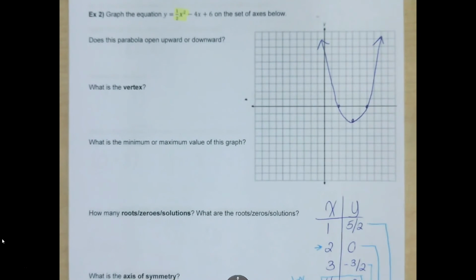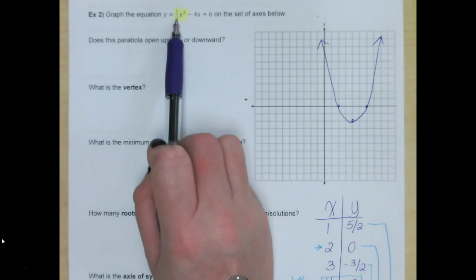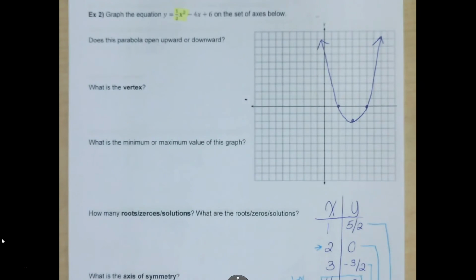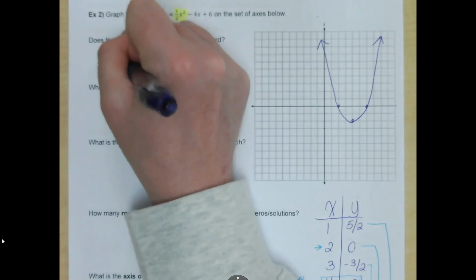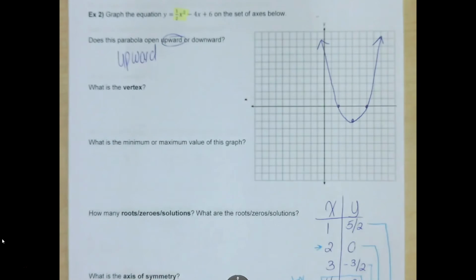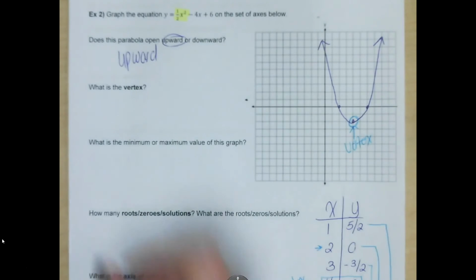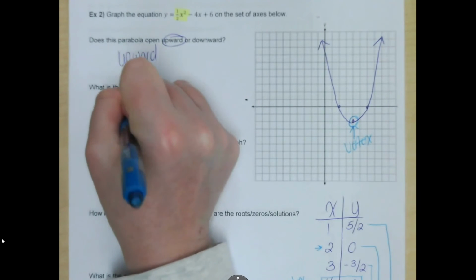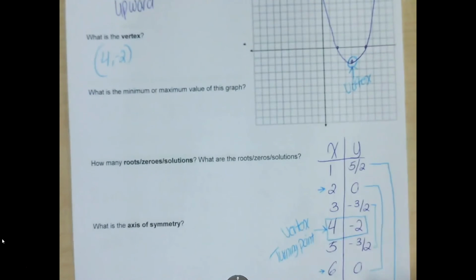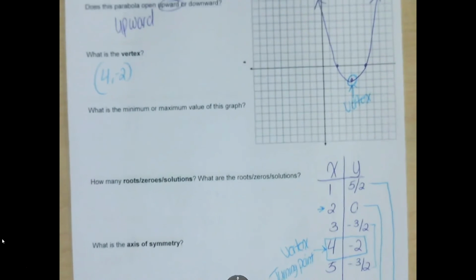Now, if I want to start answering the question, it says, does this parabola open up or down? Well, this is going to be a positive leading coefficient, so of course it's going to open upward, but I would have also seen that as I plotted those points, so I'm going to just write that down, upward. What's the vertex? Well, the vertex is my turning point. It's right here. Let's label that on our graph together. So that turning point was 4, -2. I can always get it right here from my table.